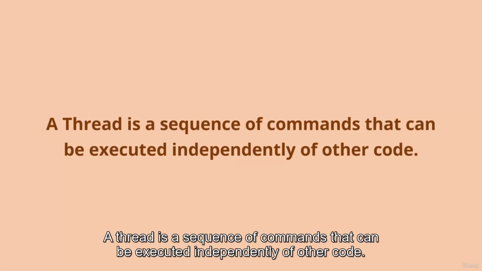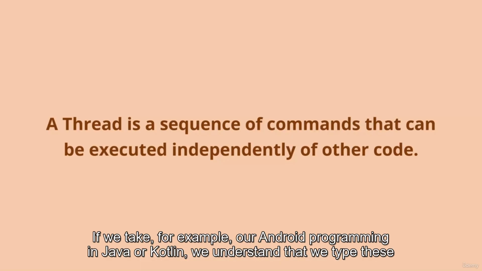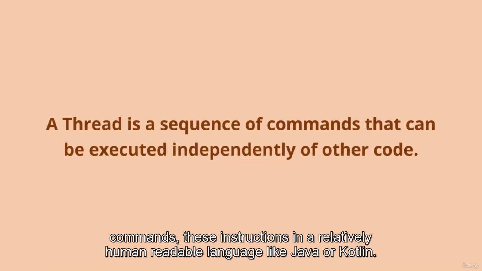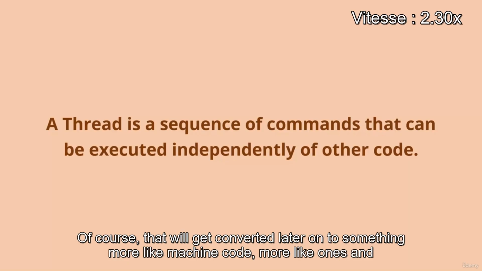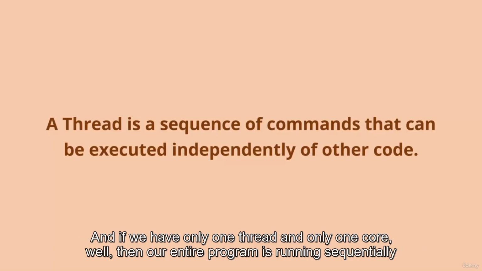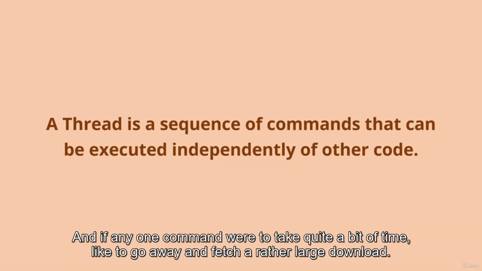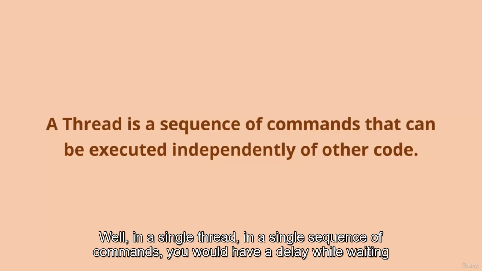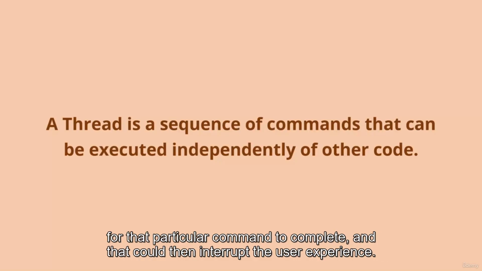A thread is a sequence of commands that can be executed independently of other code. If we take, for example, our Android programming in Java or Kotlin, we understand that we type these commands, these instructions, in a relatively human-readable language like Java, rather than machine code, more like ones and zeros. But fundamentally, these instructions are read from top to bottom. They're read in a certain order. And if you have only one thread and only one core, then our entire program is running sequentially, in a sequence. And if any one command were to take quite a bit of time, like to go away and fetch a rather large download, well, in a single thread, in a single sequence of commands, you would have delay while waiting for that particular command to complete. And that could then interrupt the user experience.